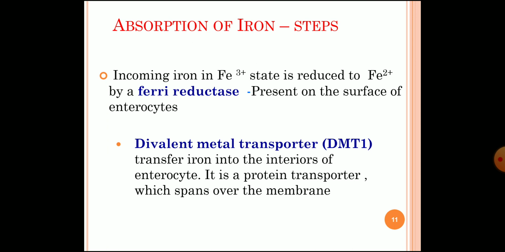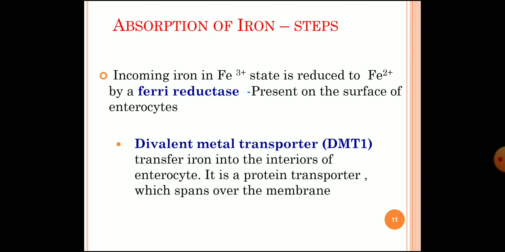Then what happens after the reduction? Now it is ready for absorption, isn't it? Ferric is not absorbed, only ferrous. Now it is converted to the ferrous form. Now there is a divalent metal ion transporter, that is DMT1, which is present on the surface, also on the brush border surface, and that will transfer the iron into the interior of the cell, the interior of the intestinal epithelial cells. So from the top, this divalent metal ion transporter allows the ferrous iron to enter into the cell.